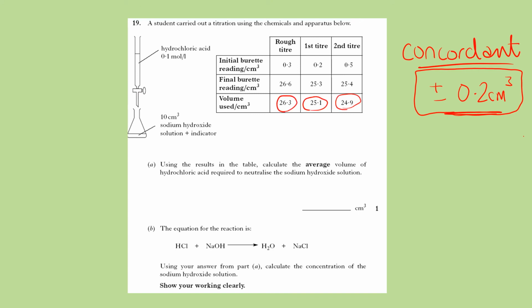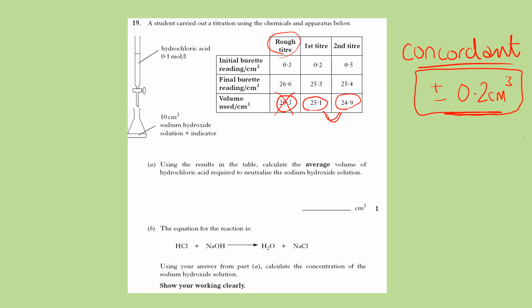They then ask you what the average result is. Now the reason that this is a trick in this question is because you've got to ignore any results that are not concordant. So if you look at these two, they are very close to each other. They are within 0.2 of one another. This one is not, so we would ignore it. There is another clue. The word rough at the beginning.